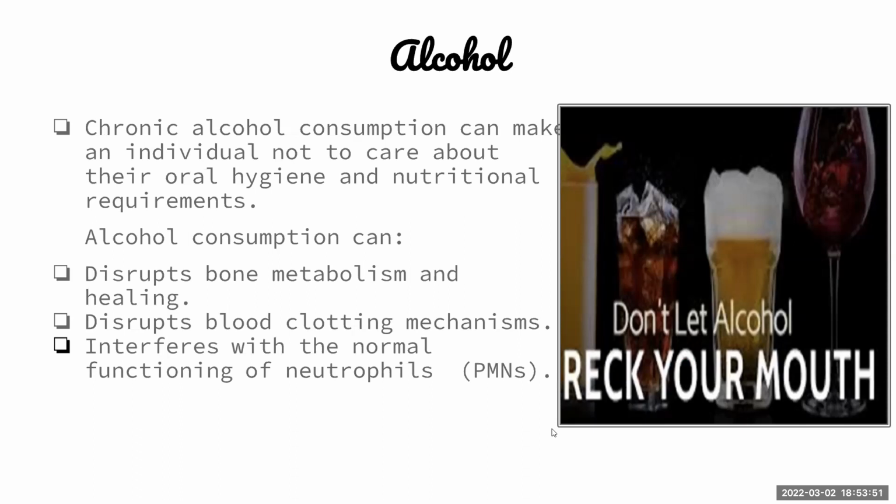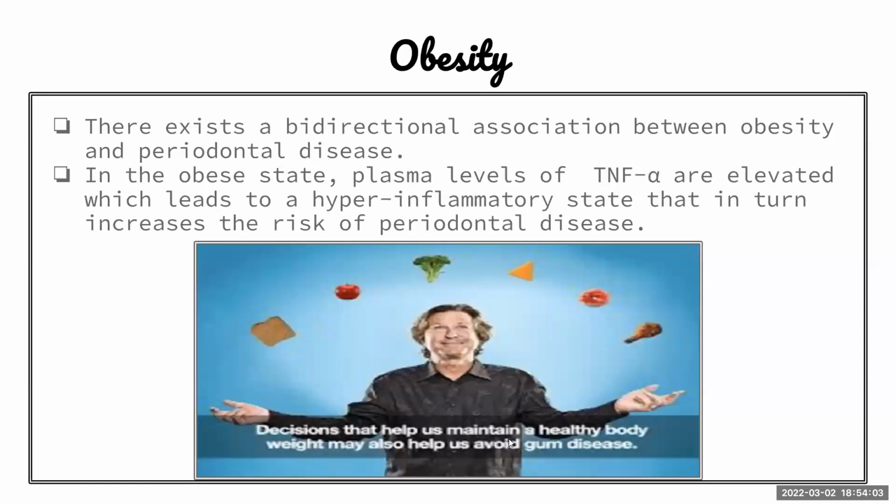Alcohol consumption can make the individual not care about their oral hygiene and nutritional requirements. It disrupts bone metabolism and healing. It disrupts blood clotting, and it interferes with the normal functioning of the neutrophils. Obesity, again, has a bidirectional association with periodontal disease. The plasma levels of the TNF tumor, do you remember what that stands for? Who can tell me?